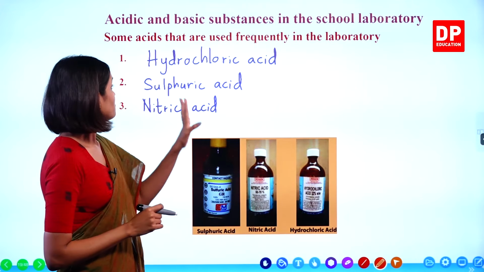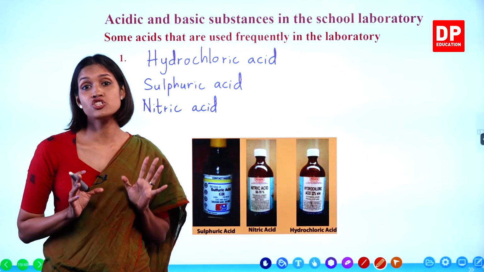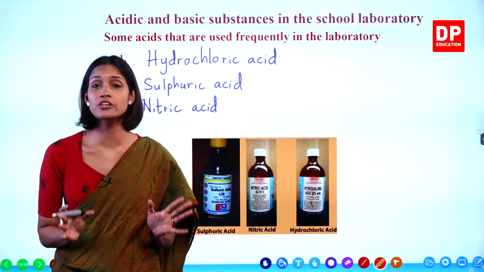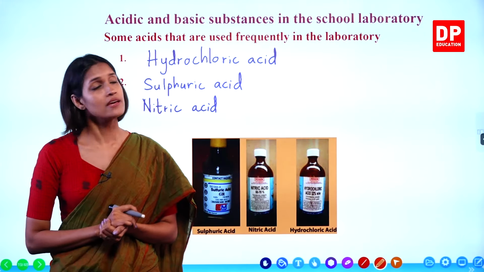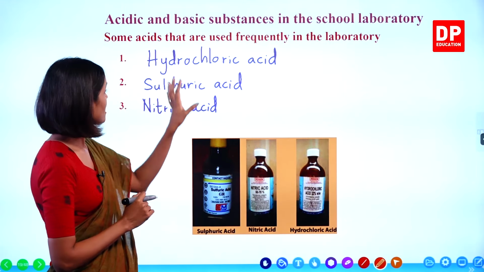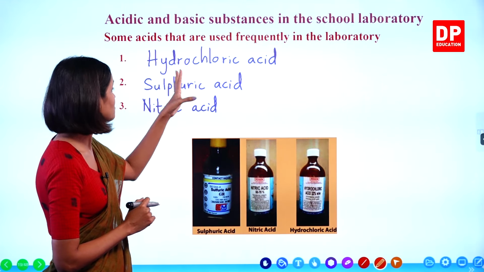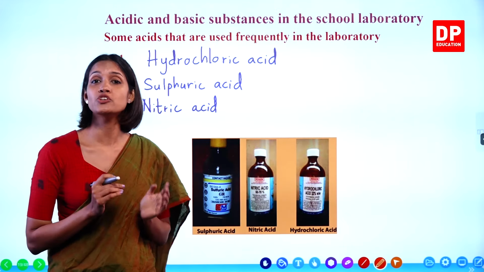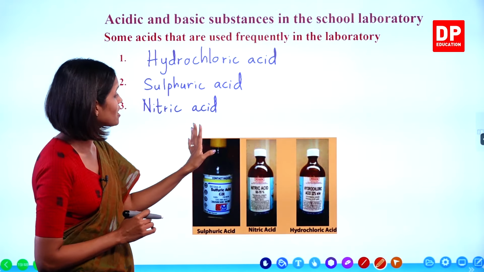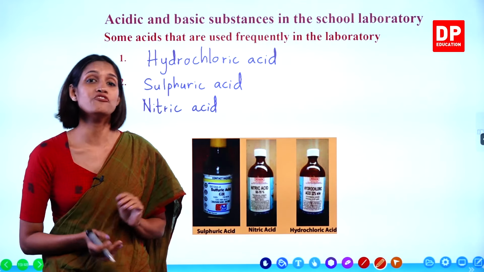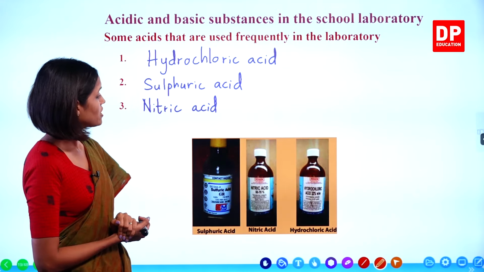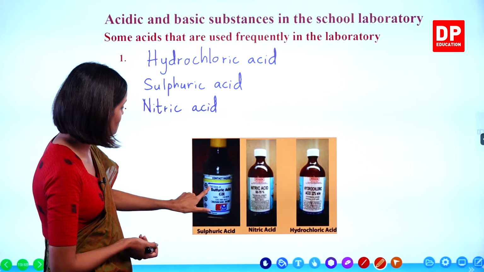Now remember, when these acids are concentrated, they are very strong. Okay? They can even harm us. Therefore, you have to be very careful when you handle these types of acids. But by mixing these acids in water, you can dilute the acids. So by mixing hydrochloric acid, sulfuric acid and nitric acid in water, you can prepare the dilute solutions of these acids. Okay, so most of the time in the laboratory we use these type of dilute acids as well for our experiments. Okay, right. So that's about the acids. You can see here, these are the labels of the acids.